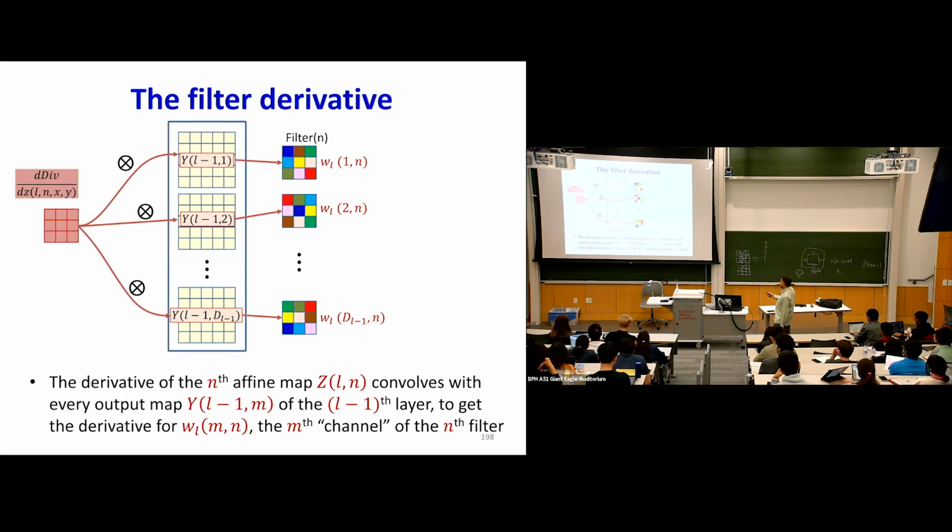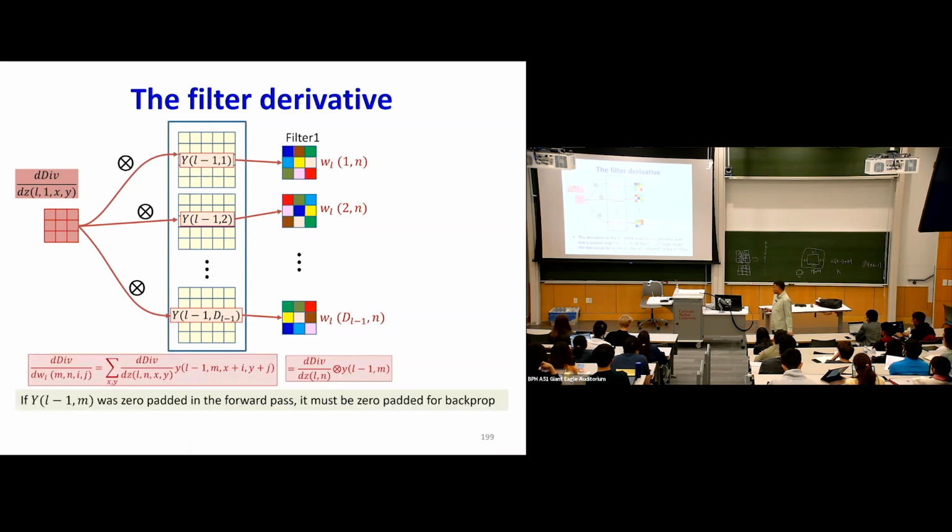And so to compute the derivatives with respect to every one of the filter channels, I just need to convolve every one of the input channels with the derivative map for the affine for the output channel of the convolution, right? And again, if y was 0 padded in the forward pass, it must be 0 padded for back prop as well, just to make sure that all the sizes match. So every operation that you perform in the forward pass must be performed in the backward pass. Right?